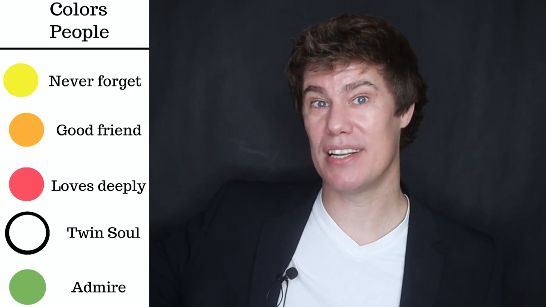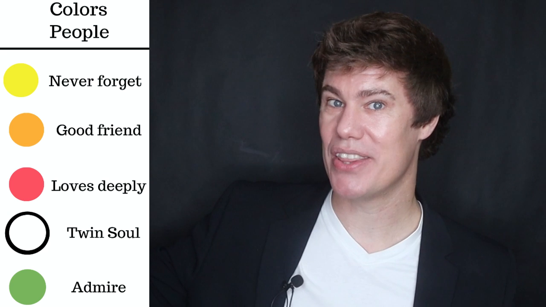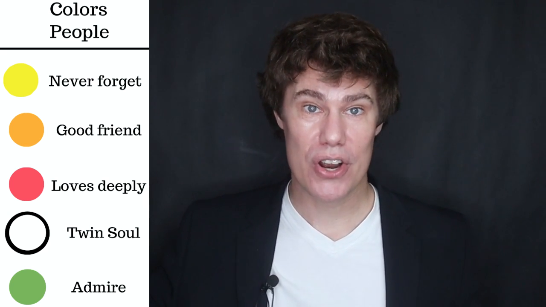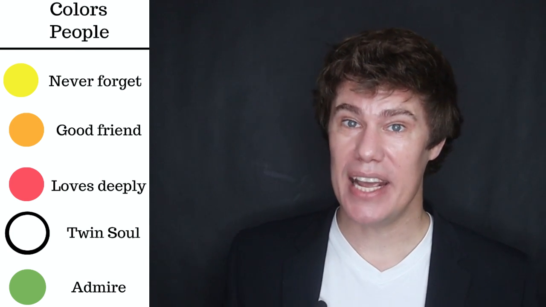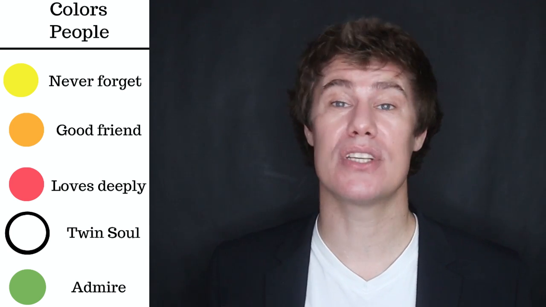The person listed for yellow is someone the student will never forget. The person for orange represents a really reliable friend. The red person is someone the student loves deeply. The white represents the student's twin soul. Green is the person the student looks up to.